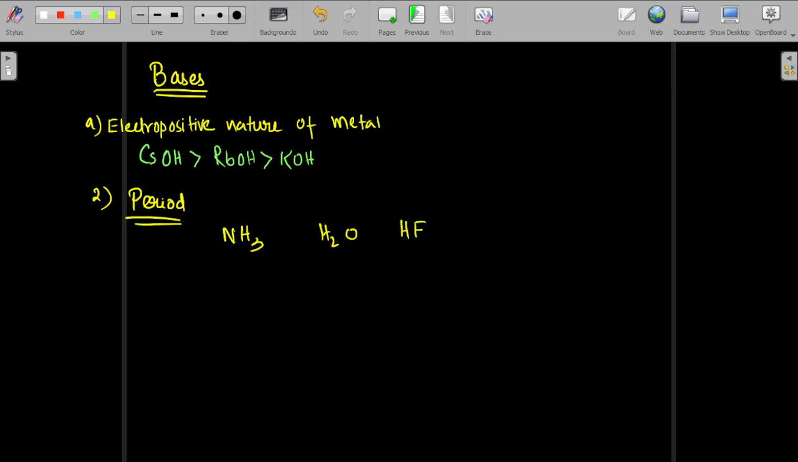So we already know that HF is the best acid, so definitely it will be the worst base. Simple. Okay. So this again depends on what? The electronegativity of the atom. Wherever the electronegativity is the least, the basic nature will be highest. Because if the electronegativity is high, it is going to accept electrons, it is not going to donate electrons. In a base, we need electron donors, we do not need any electron acceptors. Next is group.